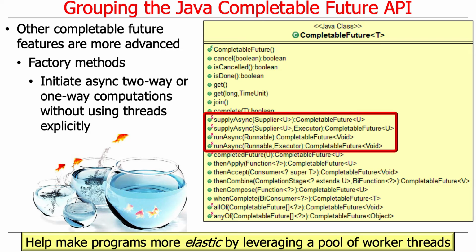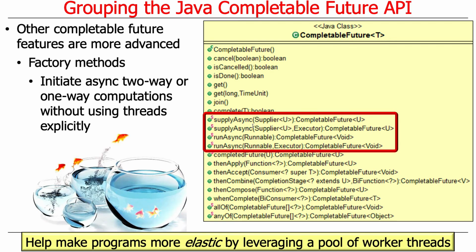And how this fits into the overall reactive programming manifesto principles is that these factory methods help to make programs more elastic by leveraging a pool of worker threads. And you either use the common fork join pool. All the methods here that don't take an executor will use the common fork join pool by default. For the factory methods that take an executor, you can give the thread pool you want to be used. You can have a custom thread pool. You can use one of the predefined thread pools. You can control that. But the purpose of the factory methods is to support the elasticity principle.